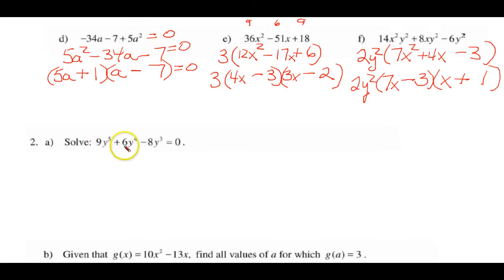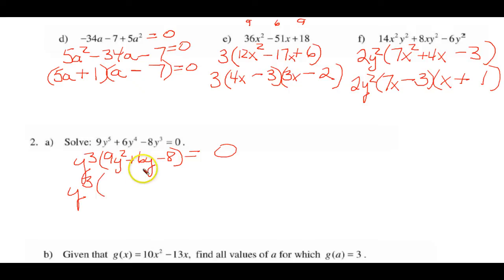So again, we look for common factors. There is a y to the third here. And this now becomes 9y squared plus 6y minus 8. So we have y to the third, 2 sets of factors, or parentheses, which will give us factors.